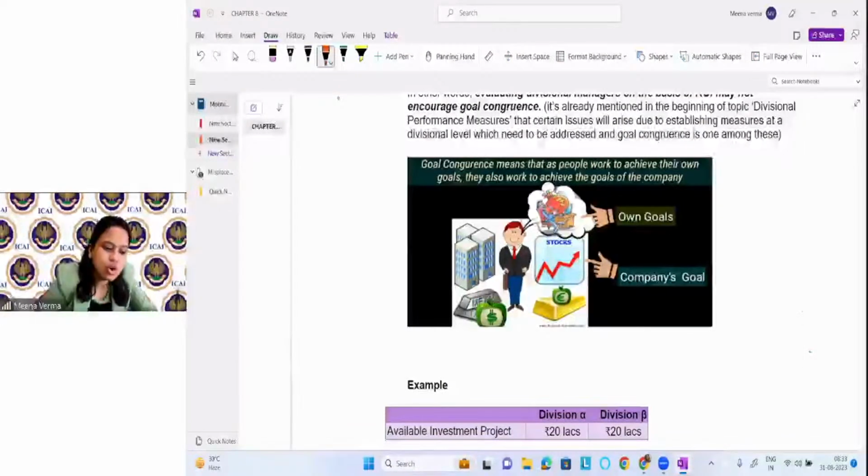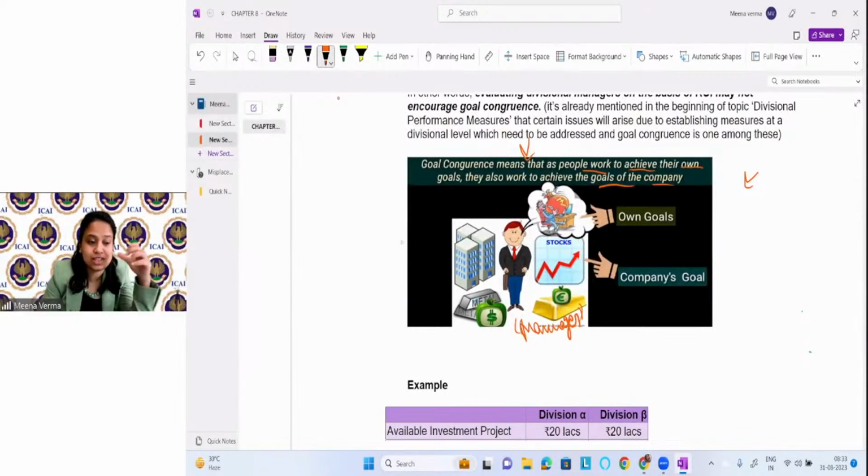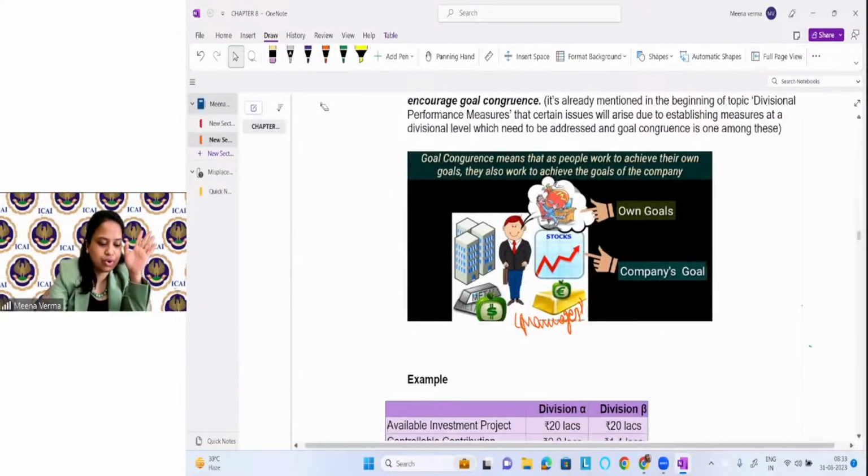All right. So goal congruence means that as people work to achieve their own goals, they also work to achieve the goal of the company. The people or the managers in the organization are not just required to achieve their personal goal, they should achieve the goal of the entire organization. Do not just focus on achieving the personal goal. Focus on achieving the goal of the entire organization. All right.